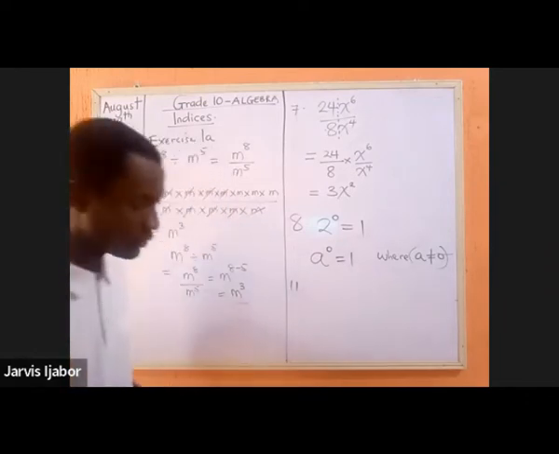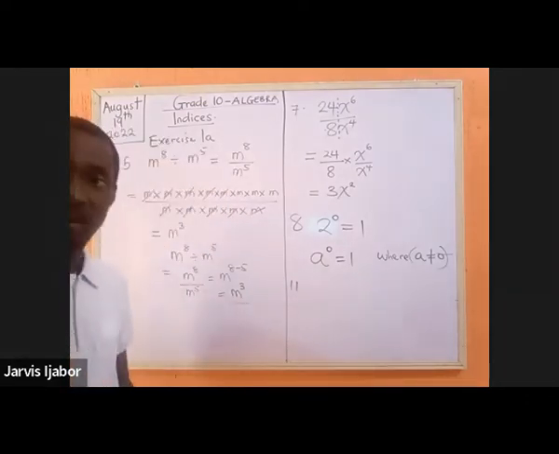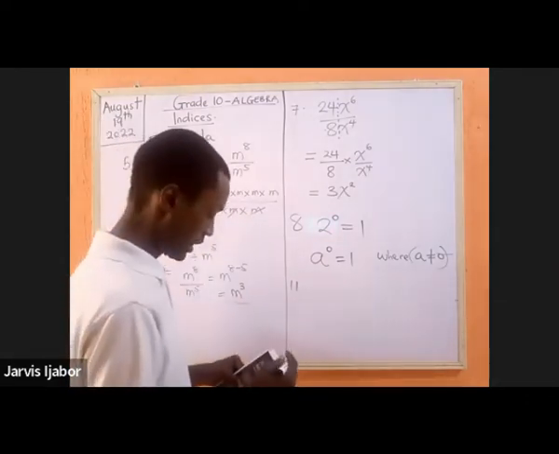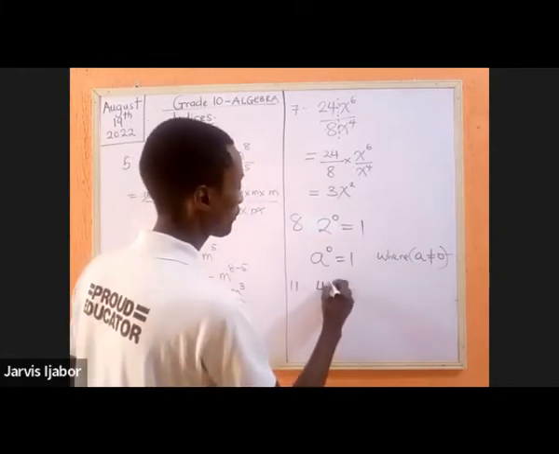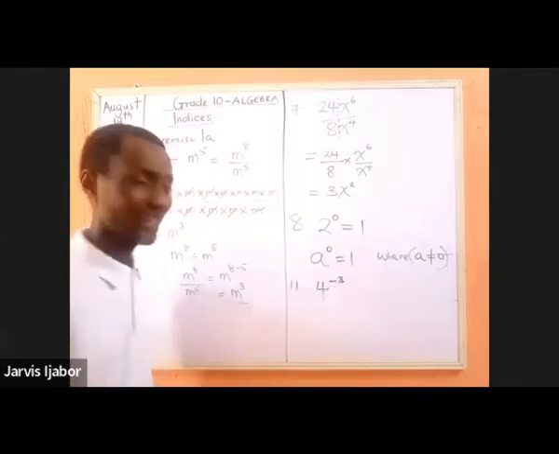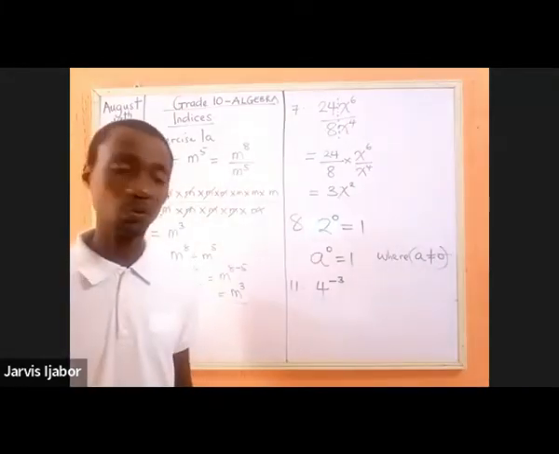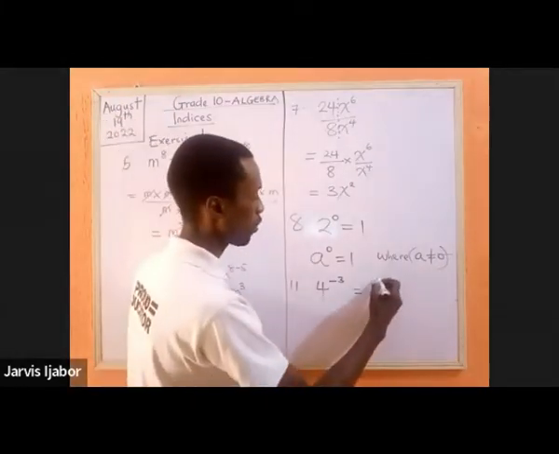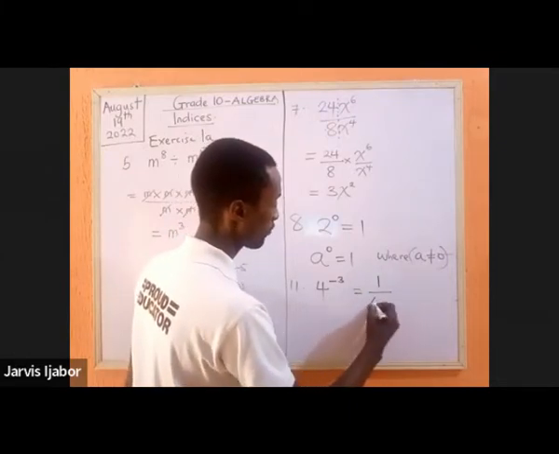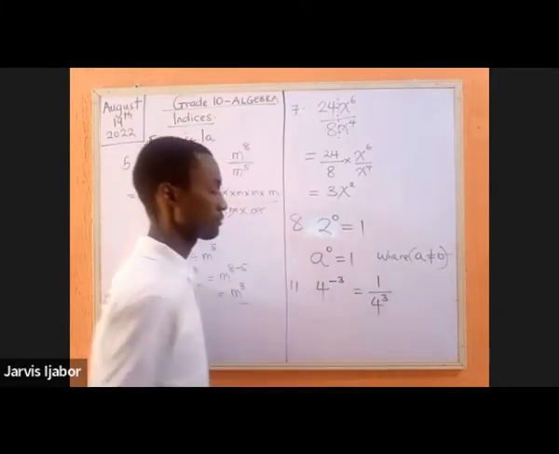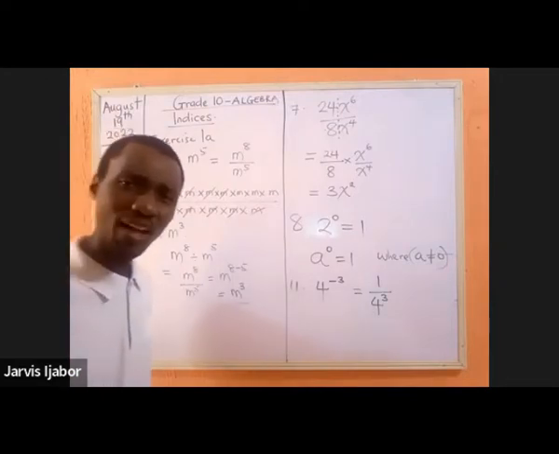In question 11, the idea tested there is a concept of reciprocal. For instance, if I have 4 raised to the power of -3, the negative there is reciprocal. The negative there is what? Reciprocal. So I can write this to be 1 over 4 raised to the power of 3. Now, maybe that is too fast for some of us to perceive.